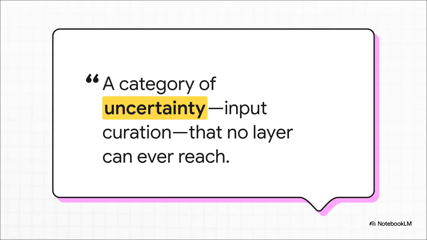And even if we validated it perfectly, we still have to face this profound limitation highlighted in the source. Quote, a category of uncertainty, input curation, that no layer can ever reach. I really want you to think about that for a second. No matter how incredible our knowledge graphs are, no matter how rigorous our appraised evidence is, none of it can perfectly account for the human element of input curation. The initial information fed into the system by a human clinician carries a level of inherent uncertainty that no amount of heavy tooling or ground truth layers can ever fully eliminate.